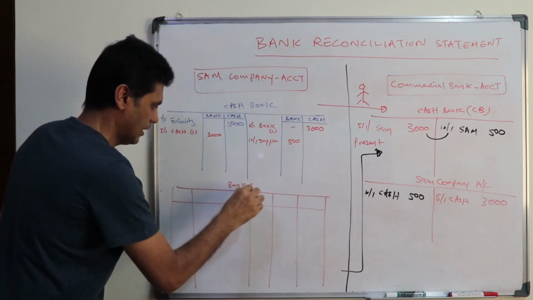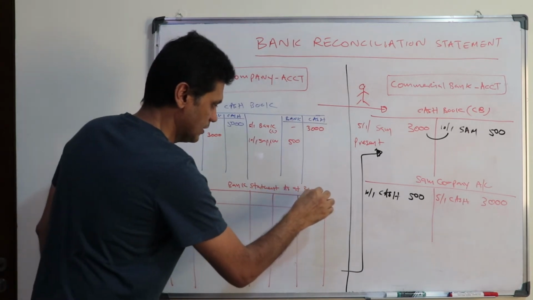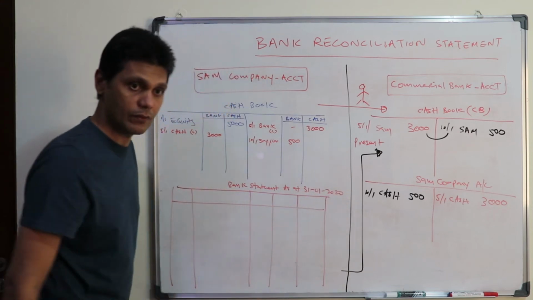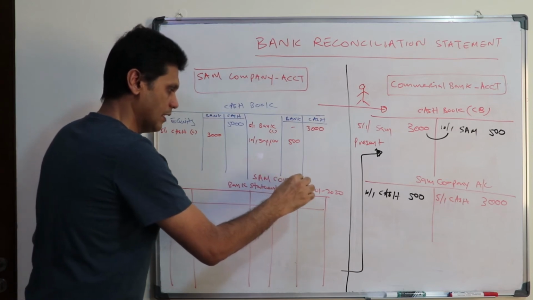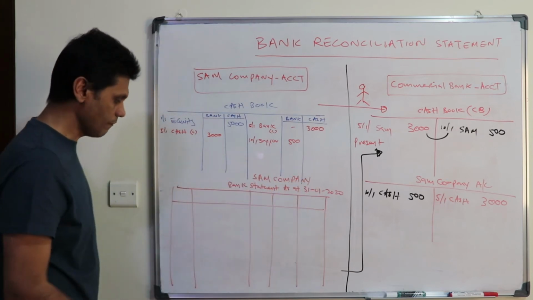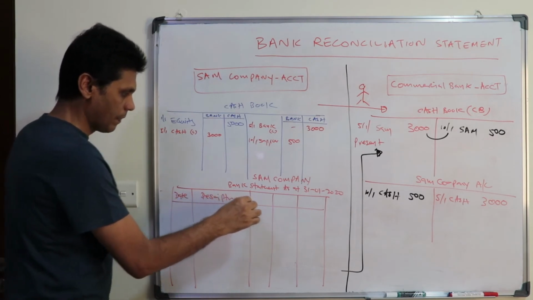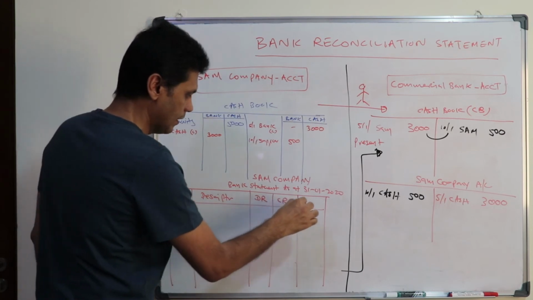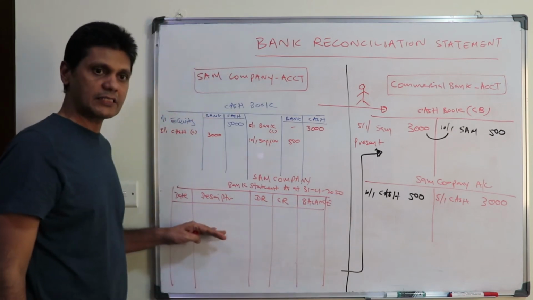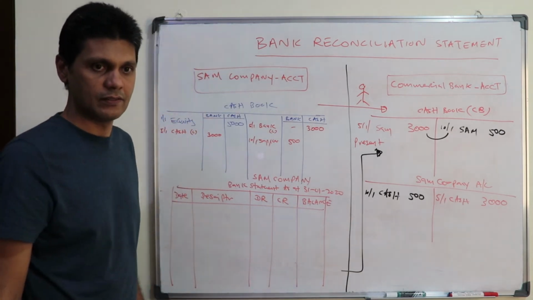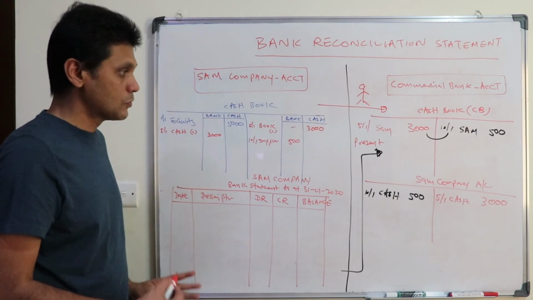Bank statement. It will say as at 31st January 2020, at the end of the month. It will indicate the company name, Sam Company, with the address and all, the date, description, debit, credit, and the balance. This is how a typical bank statement looks. Okay?